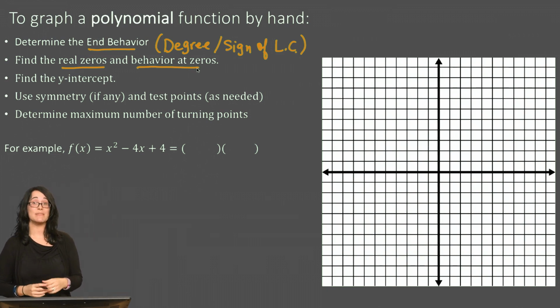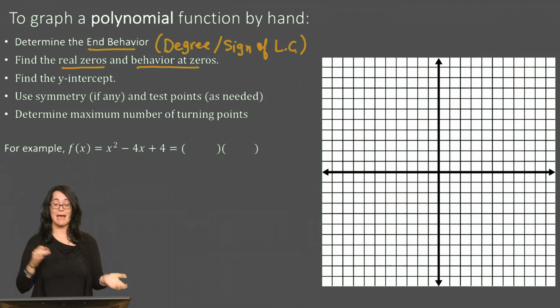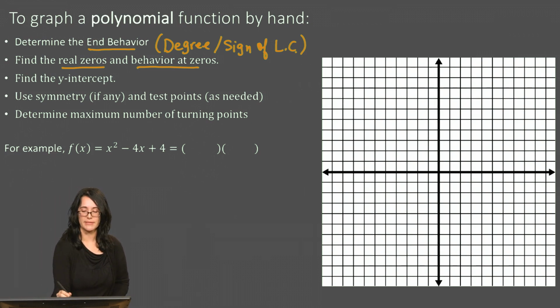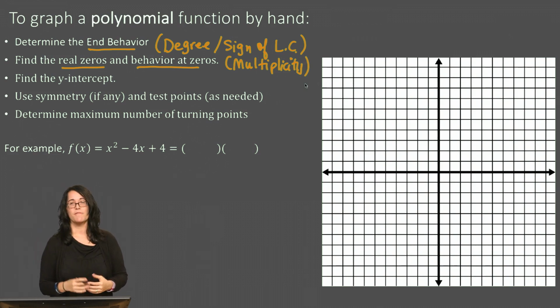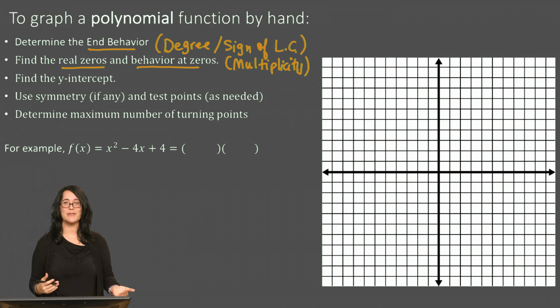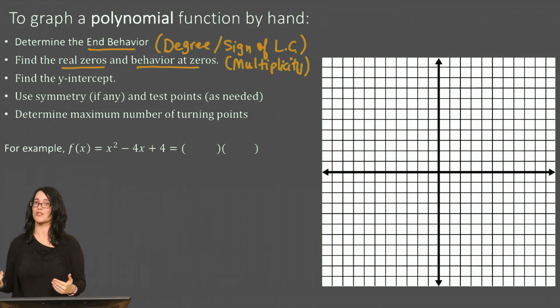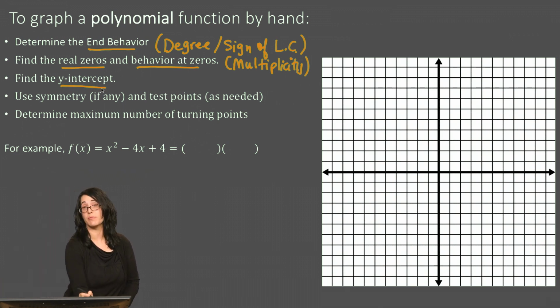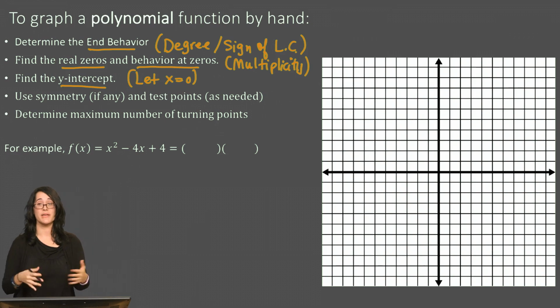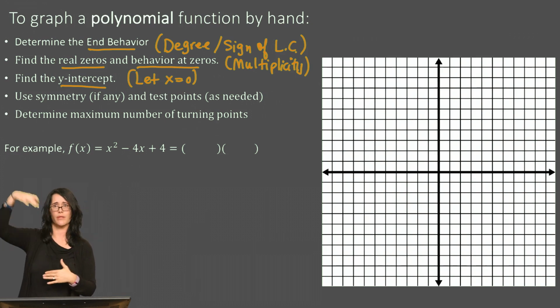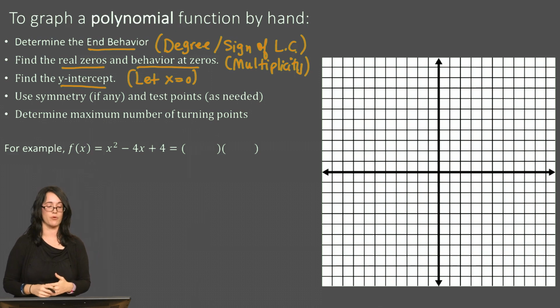Behavior at zeros. That means once you find those x-intercepts, those real zeros, am I touching or am I crossing? So basically here, we're looking for our multiplicities, aren't we? Of each zero, of each factor. Finally, since every polynomial's graph is continuous from the left to the right forever, they have to cross the y-axis one time. In order to be a function, they couldn't do more than that. So we should always be able to find a y-intercept by letting x equal 0. Carefully do the arithmetic correctly and you'll get that y-intercept. It may be really, really high, really, really low, but we still can get it, no problem.